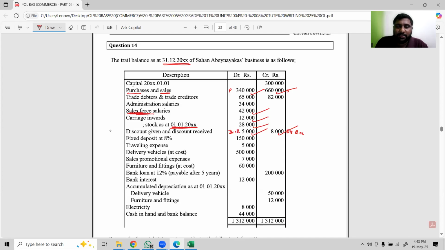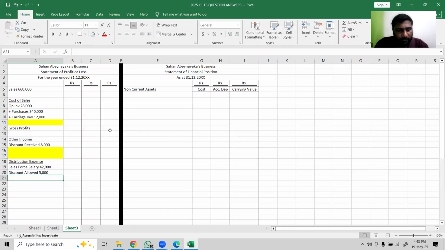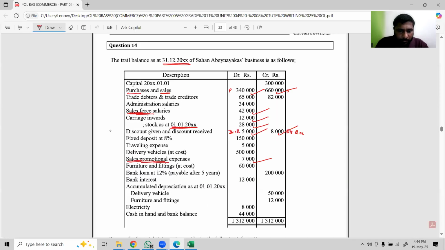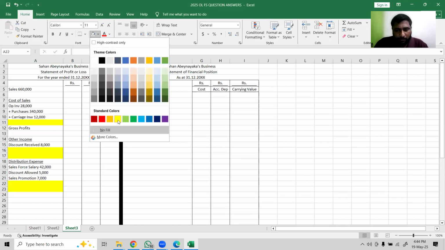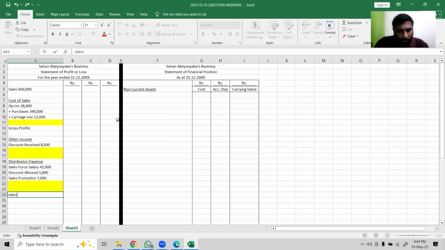So this traveling expenses means your office staff travel expense. It's an admin expense. Sales promotion 7,000. That's all. We'll leave like 2 lines. We'll move to the admin expenses.